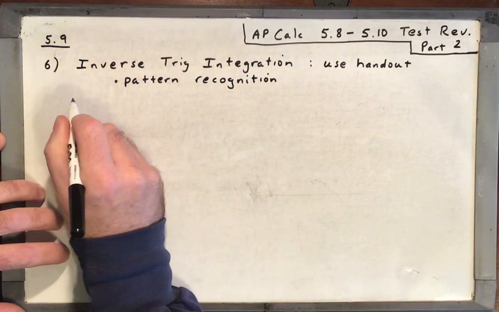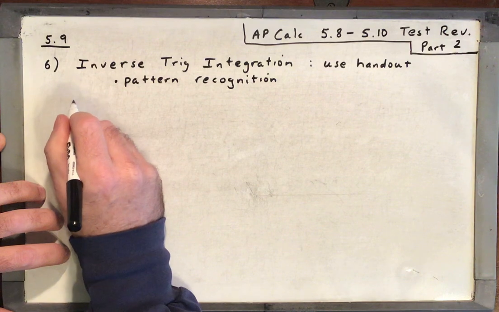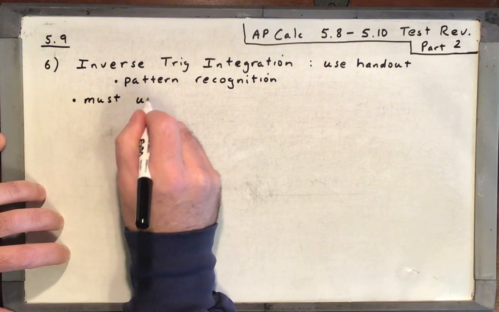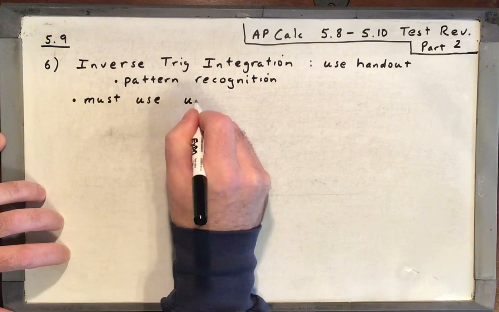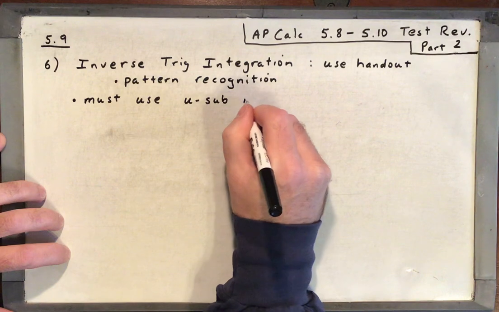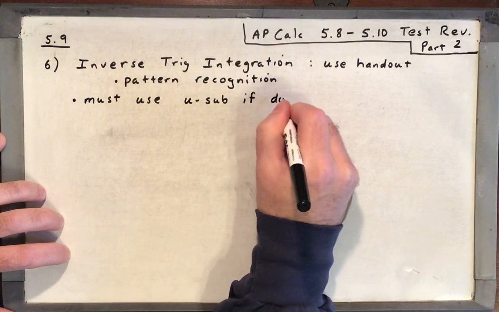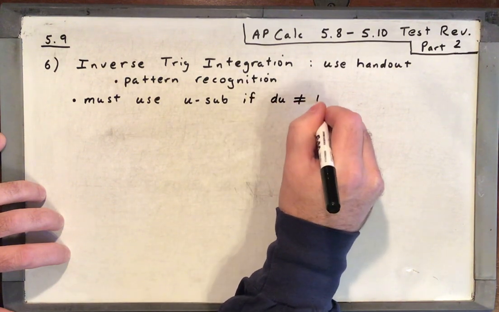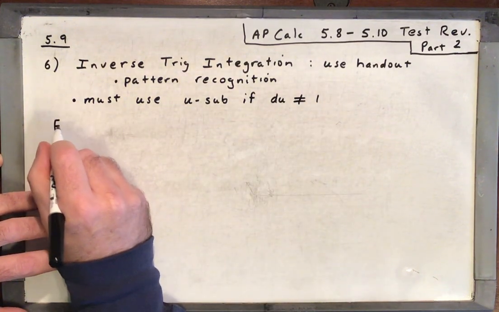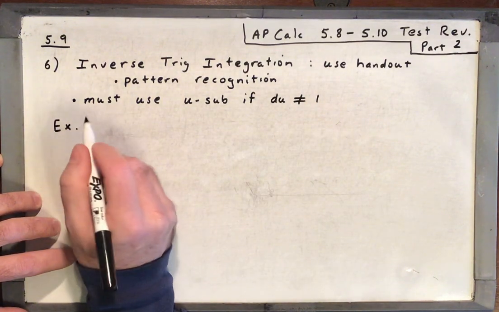But one thing you've got to be really careful of is that you must use u substitution if du does not equal 1. All right, so I'm going to go ahead and give you a couple of examples where that is the case.